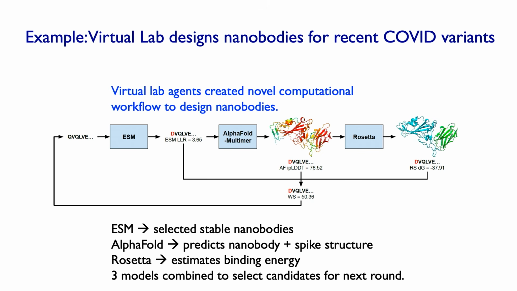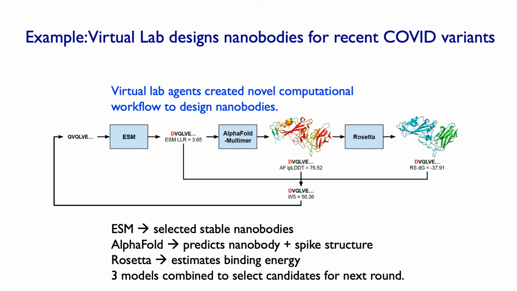So this is a framework that's created by the agents and implemented by these agents. They use these different tools. First they use a tool called ESM to look for stable proteins. And then they pass those stable proteins into AlphaFold together with the spike protein of the target COVID virus. And AlphaFold generates this nice three-dimensional structure. So the agents look at that three-dimensional structure to extract some geometric information. But they decided not to trust AlphaFold by itself. So they take these AlphaFold structures and pass them into a physics engine called Rosetta, which does more molecular dynamics and simulations to estimate the binding affinity.